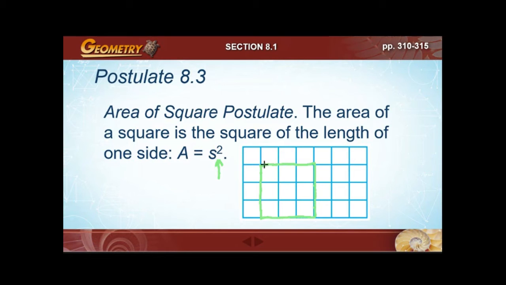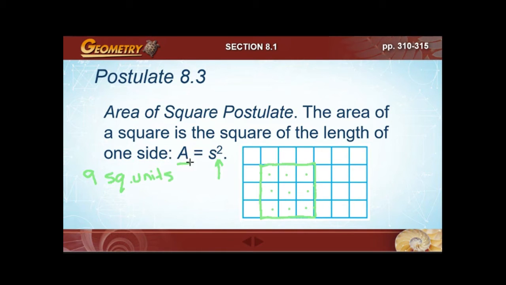And the definition of a square is that it is a quadrilateral with 4 equal side lengths and 4 right angles, and that's what we have there. And so we can count how many square units this square is. 1, 2, 3, 4, 5, 6, 7, 8, 9. So this is 9 square units.